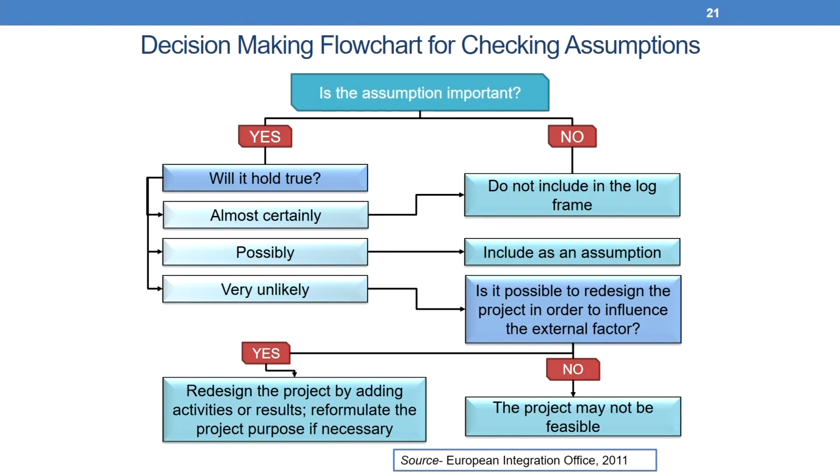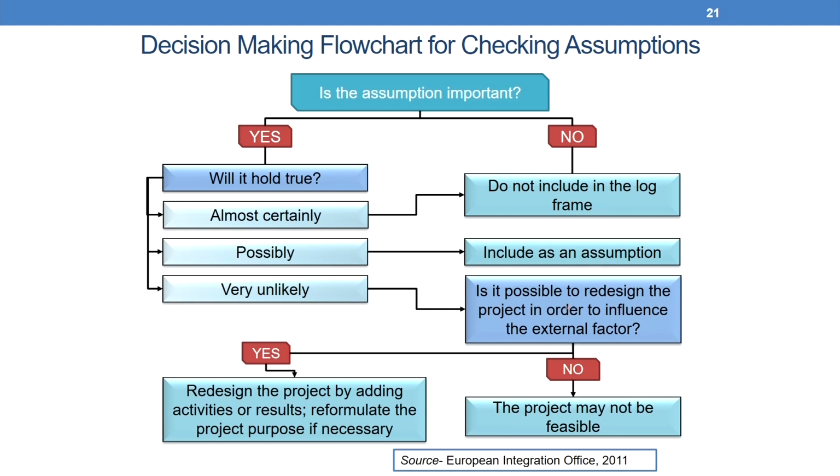Now, this is a decision making flow chart for checking assumption. This is an optional thing that can be used as a part of the entire exercise. When we are asking the question, is the assumption important? If yes, will it hold true? If no, then do not include in the log frame. If almost certainly, then do not include in the log frame. Possibly include as an assumption.